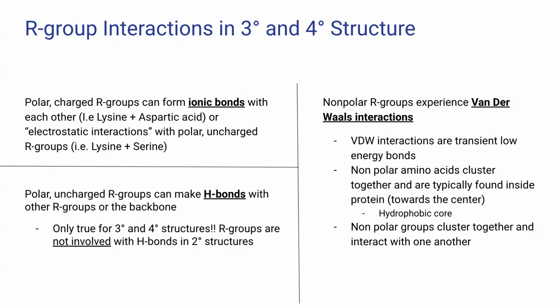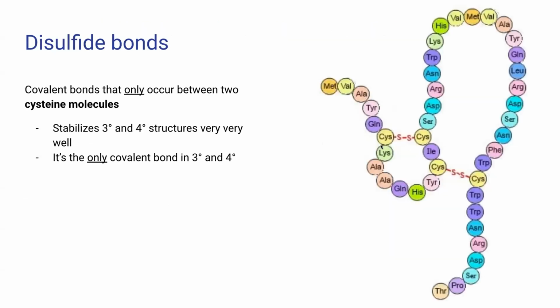Just know that your charged R groups can make ionic bonds. Your uncharged polar R groups can make hydrogen bonds. And then your non-polar R groups will make van der Waals interactions.